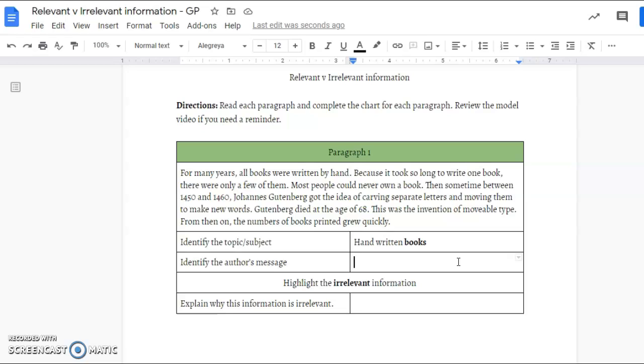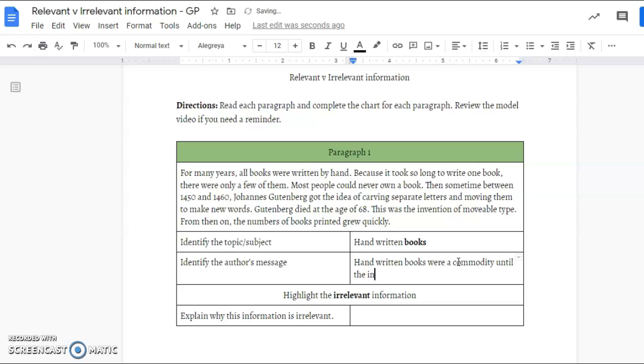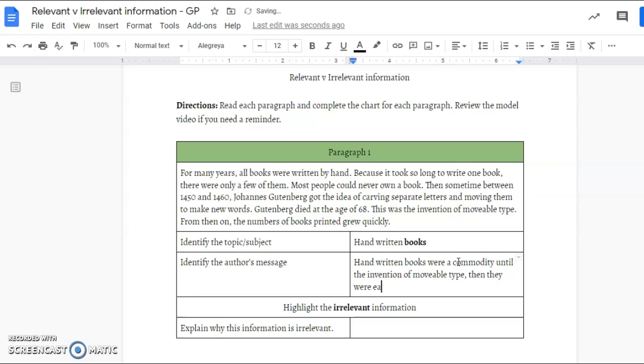This is literally just how I'm thinking this through, guys, so just bear with me. The author's message, again, is what is the author trying to say about books or about handwritten books? I would say maybe handwritten books were a commodity until the invention of movable type, then they were easier to access.